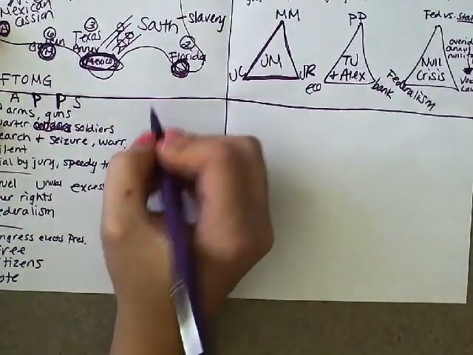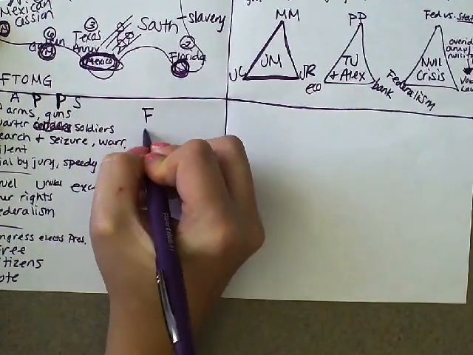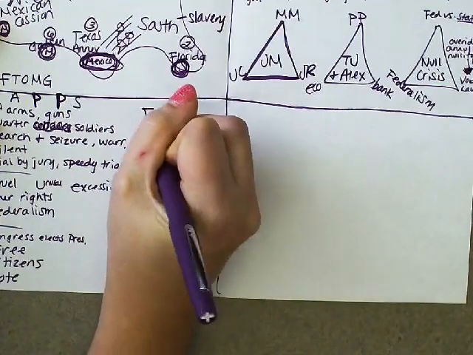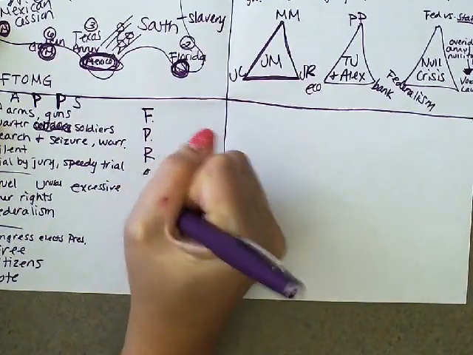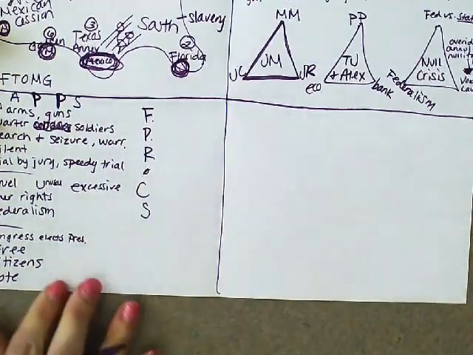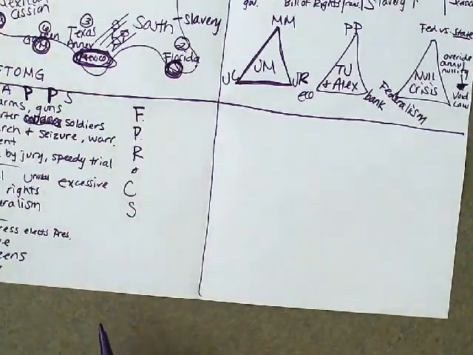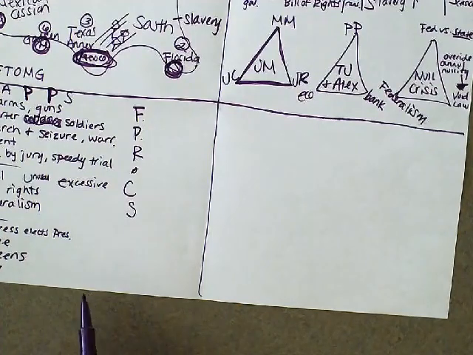Okay, and then we have our FP rocks right here. FP rocks. If you tell me F is for federalism, you're going to fail. That's like saying A is for apple. That doesn't help us on a test at all.